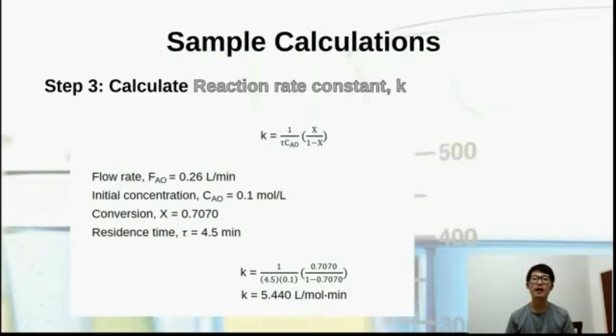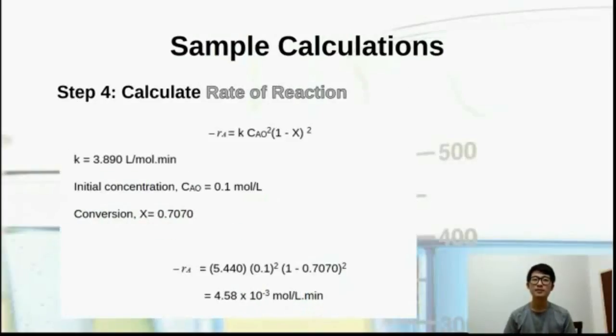And we come to the final step, step 4, which is calculation of rate of reaction. Since it is a second order reaction, we use the formula negative r_A equal to k C_A0 squared times (1 minus X) squared. By plugging in the values of k, C_A0 and X, we will get negative r_A equal to 4.58 times 10 to the power of negative 3 mole per liter per minute.